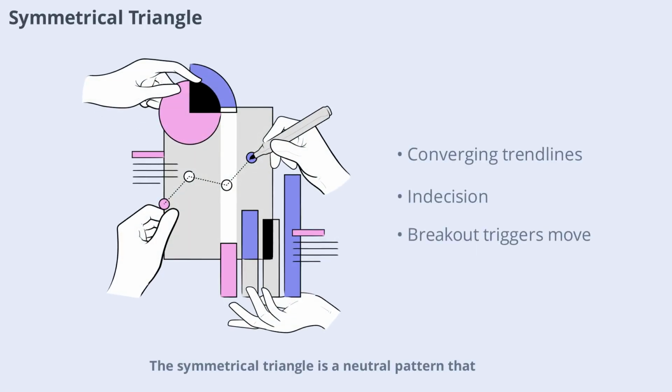Symmetrical triangle is a neutral pattern that can signal either a continuation or a reversal, depending on the breakout direction. It forms when the price makes a series of lower highs and higher lows, converging towards a point. This pattern reflects a period of indecision in the market, with buyers and sellers in balance. A breakout above or below the triangle often triggers a strong move, so it's important to watch for confirmation before acting.